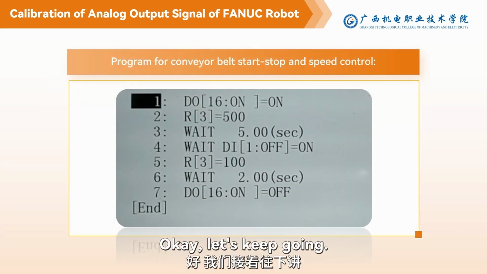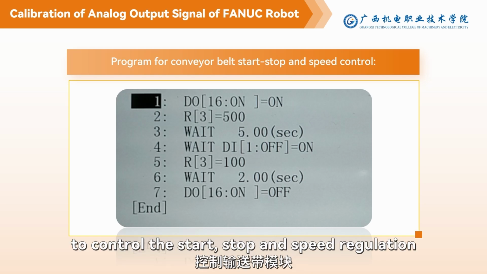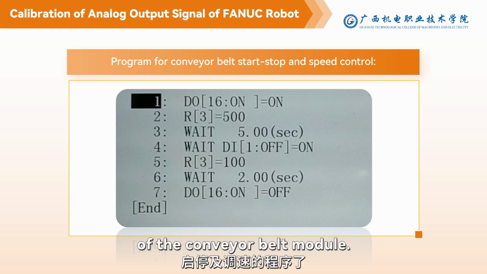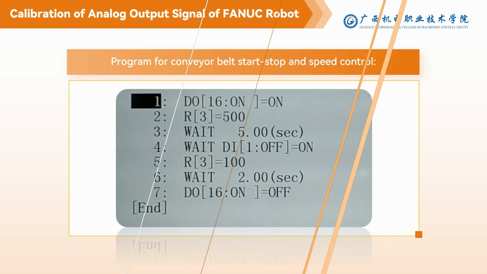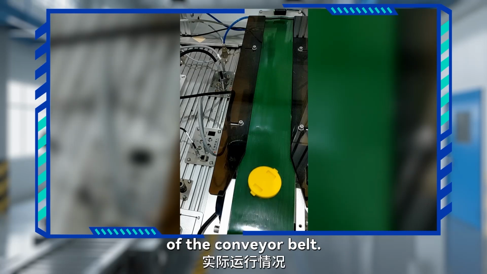Okay, let's keep going. Here we can write the program to control the start, stop, and configuration of the conveyor belt model. Let's take a look at the actual operations of the conveyor belt.